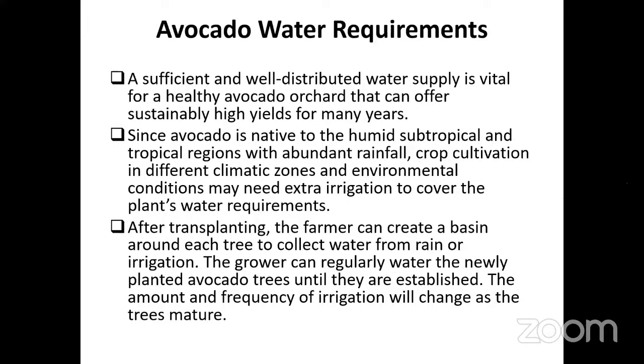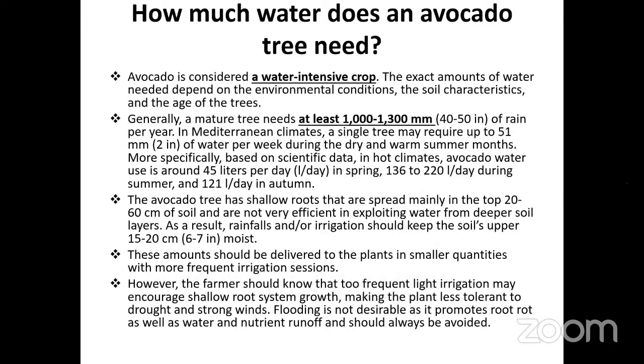However, usually 1,000 millimeter to 1,300 millimeter per year of rain can be enough for the avocado tree. But please be careful: if you see that the weather or environmental conditions are dry or hot, or there is a shortage in the rains, it has to be compensated, so you make supplementary irrigation through your irrigation system.